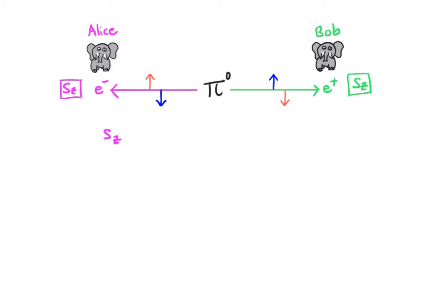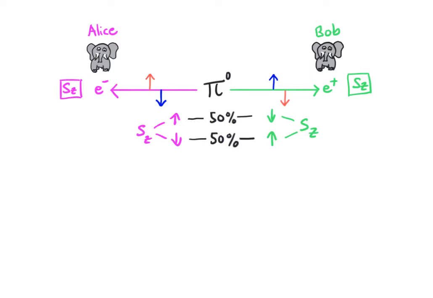Based off of what we've learned so far, 50% of the time, Alice will find that it is spin up, and the other 50% of the time, Alice will measure that it's spin down. If Bob then performs his measurements in the z direction, then every time Alice measured spin up, Bob measures spin down. And every time Alice measures spin down, Bob measures spin up. And that means, once again, there is a 50% chance for each of those cases for Bob.